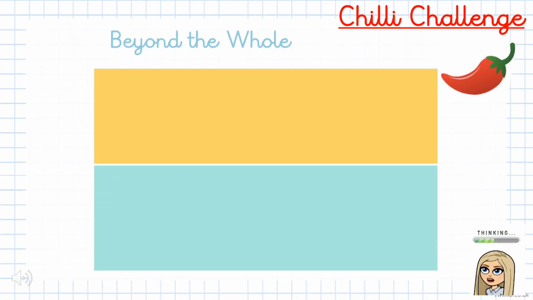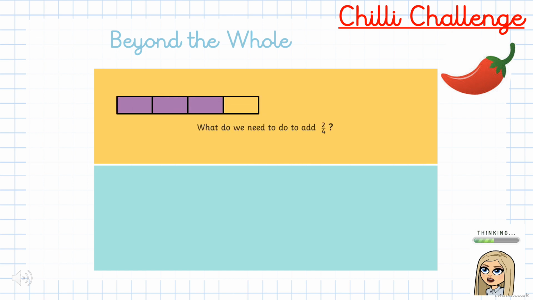Here is your Miss Charman's Chili Challenge of the day. You need to work out what 3/4 plus 2/4 is. So as you can see, I've drawn my pictorial representation, so I've drawn the fraction bar, and I now know that 2/4 plus 3/4 is the same as 5/4, which we know is 1 and 1/4.